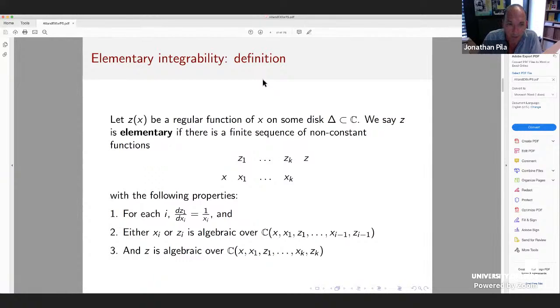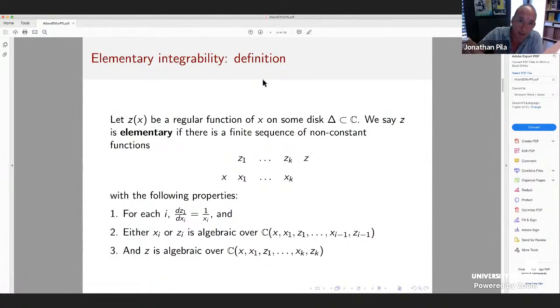And they have the following properties: for each i, dz_i/dx_i is 1 over x_i. So z_i is, if you like, the logarithm of x_i, or x_i is the exponential of z_i. And either x_i or z_i is algebraic over x and the previous pairs. And finally, z is algebraic over the field generated by x and all the x_i's and z_i's.